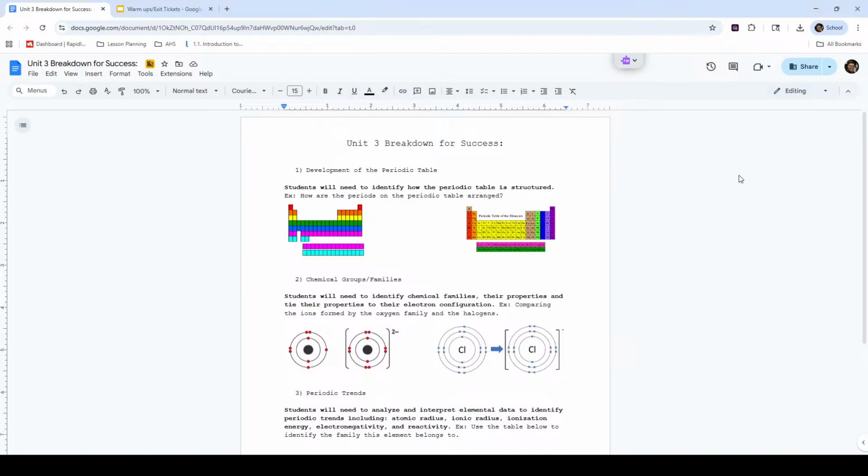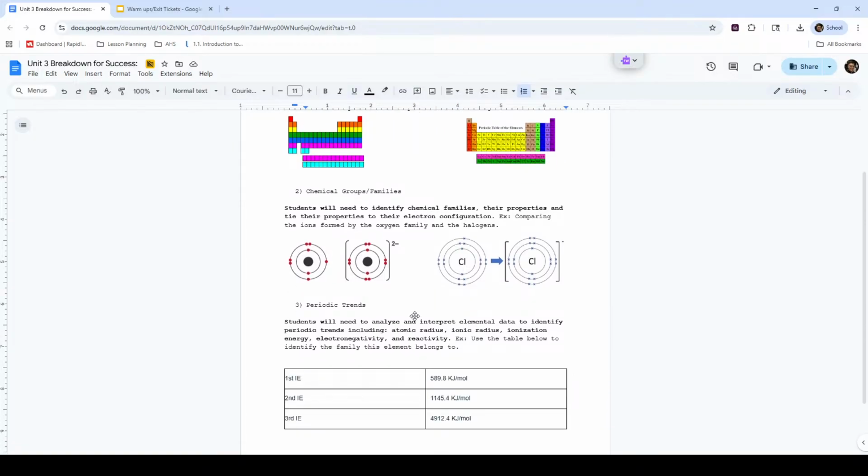All right, so let's go through the study guide really quick. The first thing you need to know is the development of the periodic table. There's not a bunch of questions on this on the test that's coming up, but the idea of the periodic table being structured by periods and arranged by atomic number is very important, because this can be tied in with all the other principles that we're dealing with.